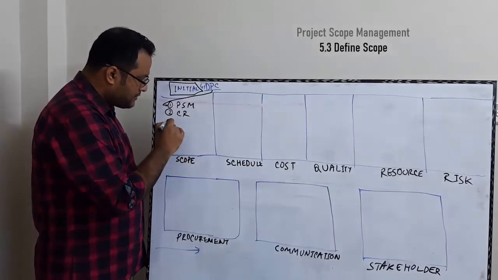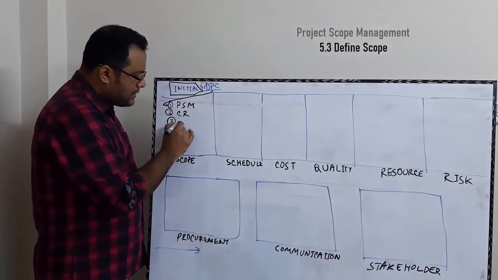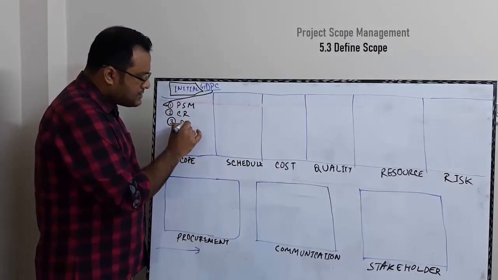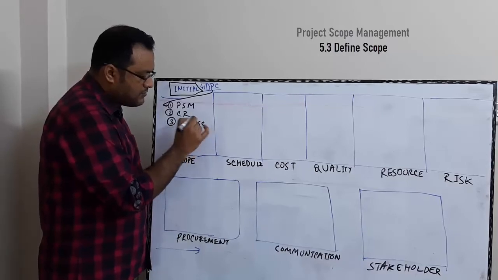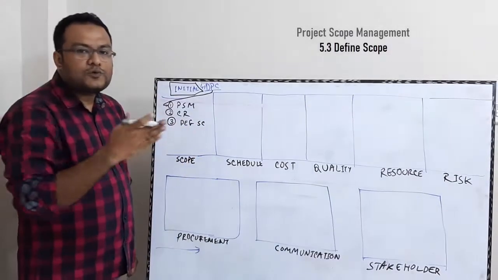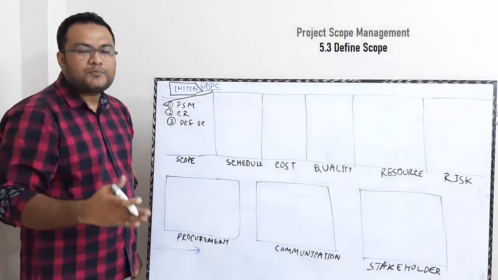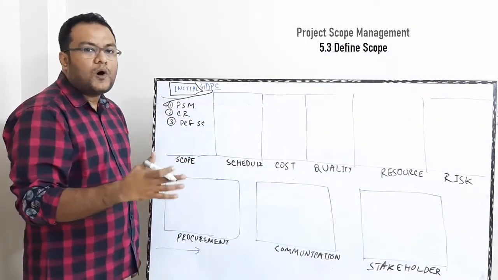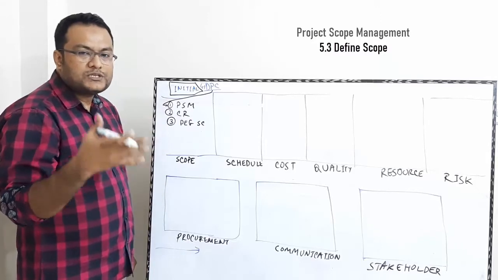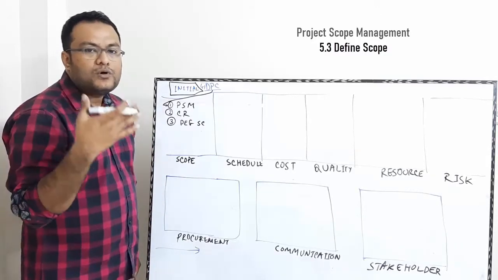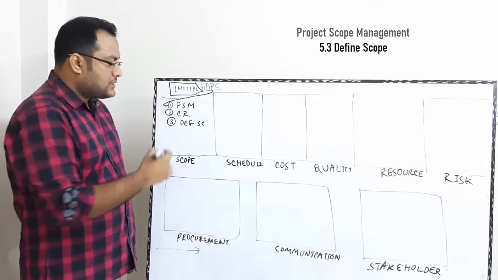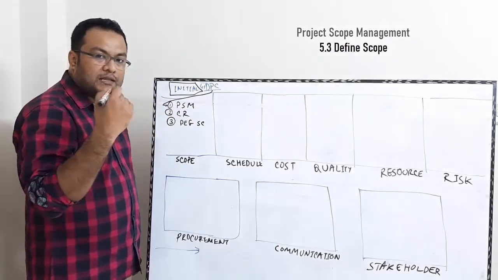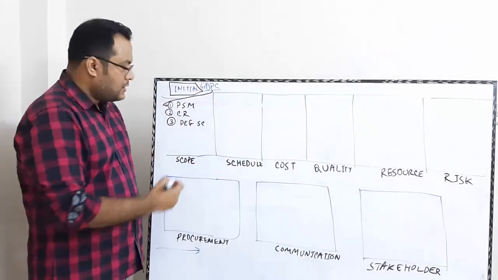Then once we have collected all the requirements, from there we define the scope. In defining the scope, we exclude the requirements which are not supported by the project charter, and we include all the requirements which need to be included to deliver the deliverables. So that defines the scope, and we get the project scope statement as an output.